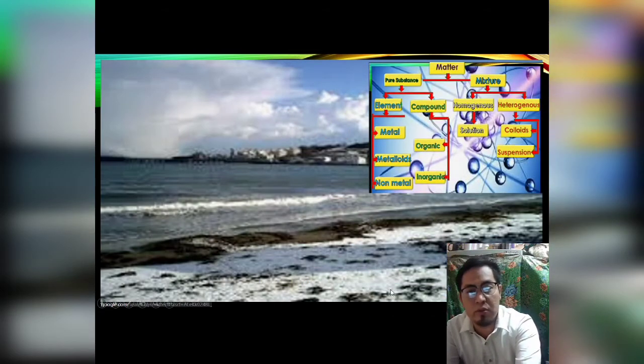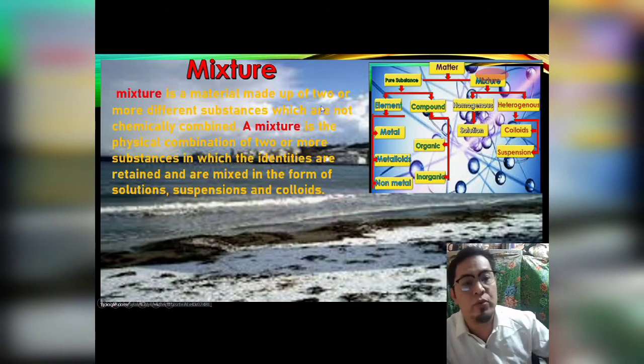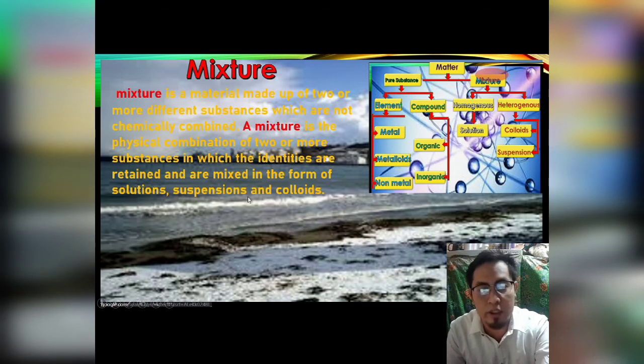Okay, let us go now to mixture. When we say mixture, it is a material made up of two or more different substances which are not chemically combined. A mixture is a physical combination of two substances in which the identities are retained and are mixed in the form of solution, suspension, and colloids.